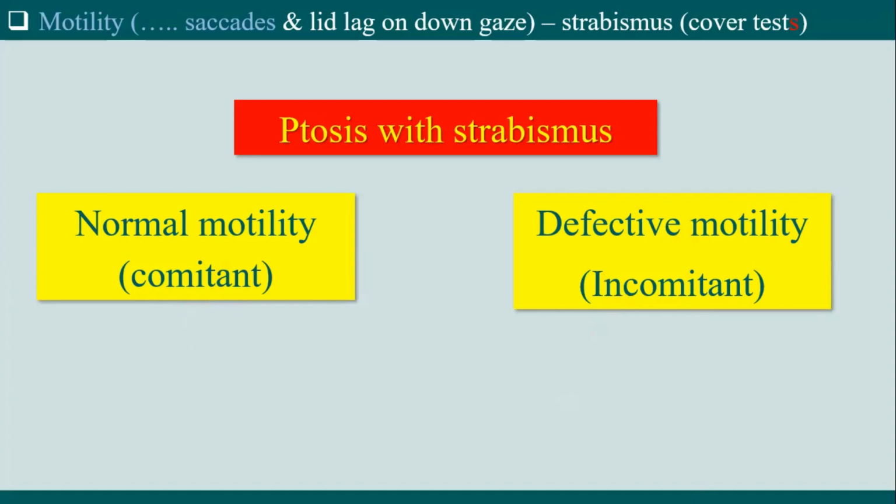Can you give me an example of ptosis with defective motility? Third nerve palsy. Chronic progressive external ophthalmoplegia. Excellent. What else? Kearns-Sayre syndrome. All right. Myasthenia gravis. Excellent. We already said that we have three ophthalmic manifestations of myasthenia: ptosis, strabismus, and orbicularis oculi affection. Myasthenia should be in the differential diagnosis in every case with strabismus or ophthalmoparesis, with or without ptosis. I was waiting for third nerve palsy and myasthenia gravis. These are the two important ones.